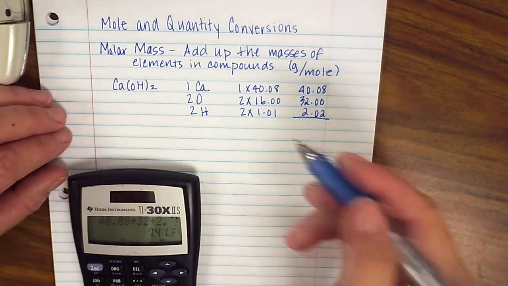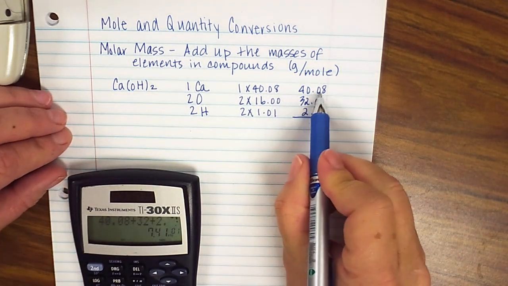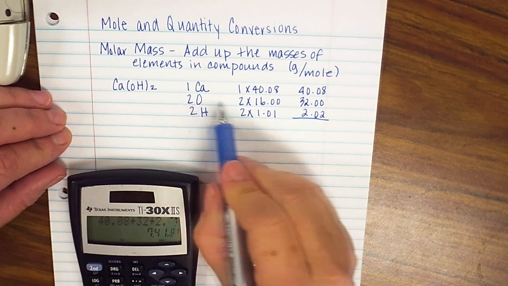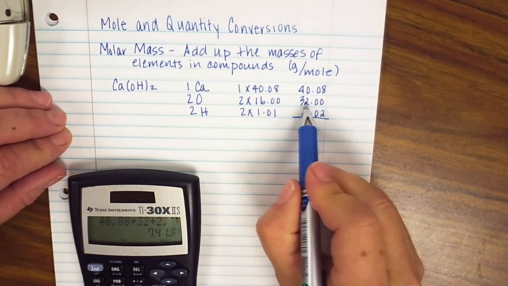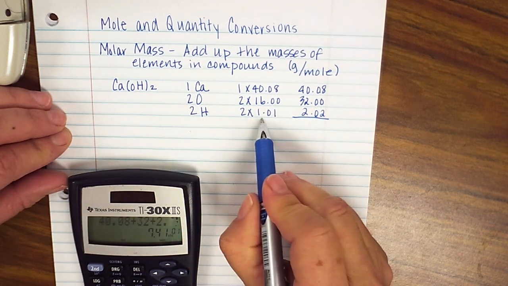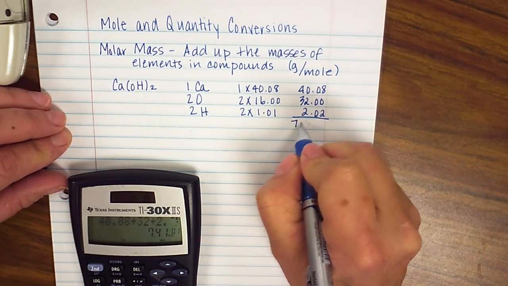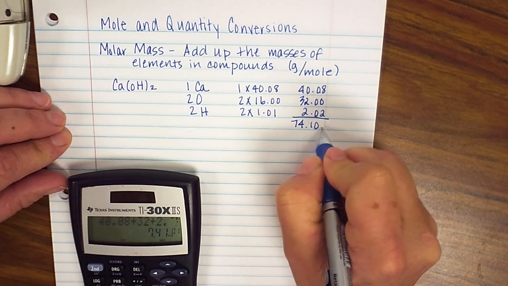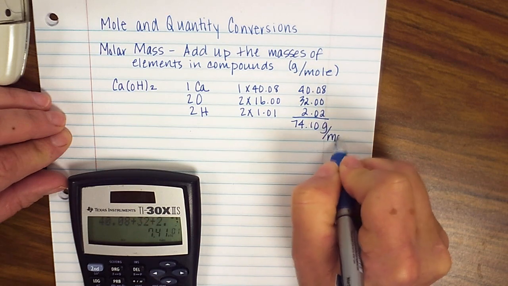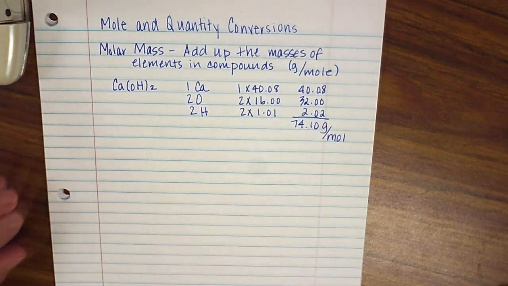All right, so I have 1 calcium for 40.08 grams, 2 oxygens at 16 each for 32, and 2 hydrogens at 1.01 each at 2.02. So that gives me 74.10 grams per mole. And that's going to be how I add up my molar mass.